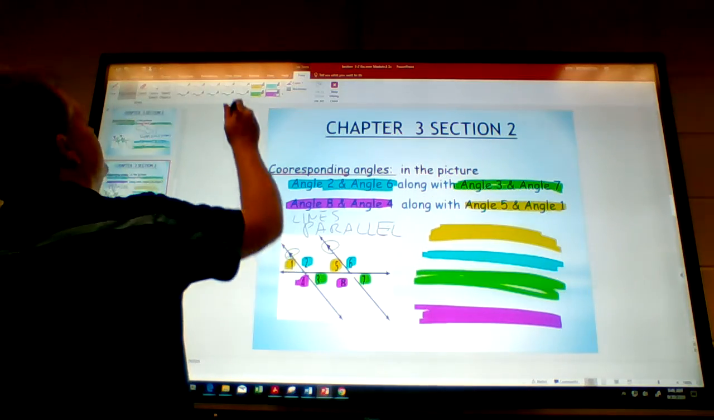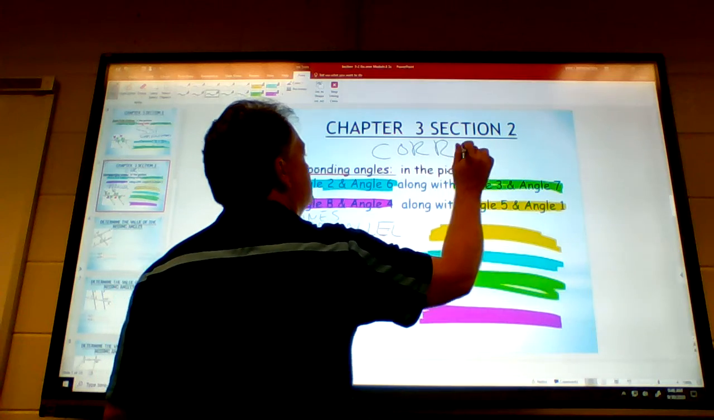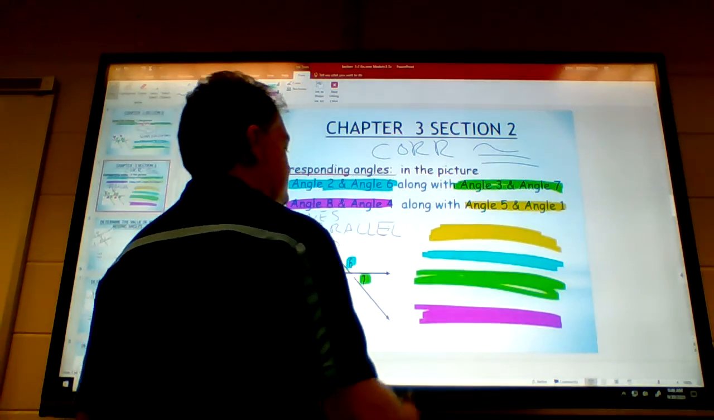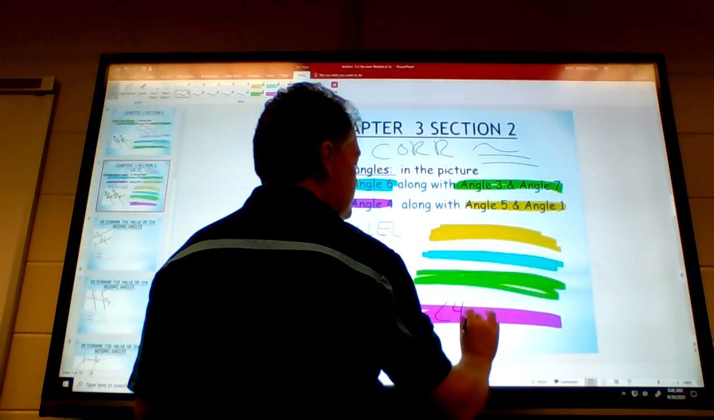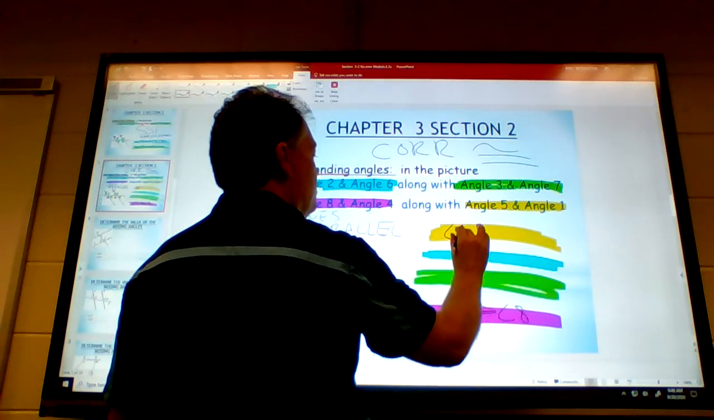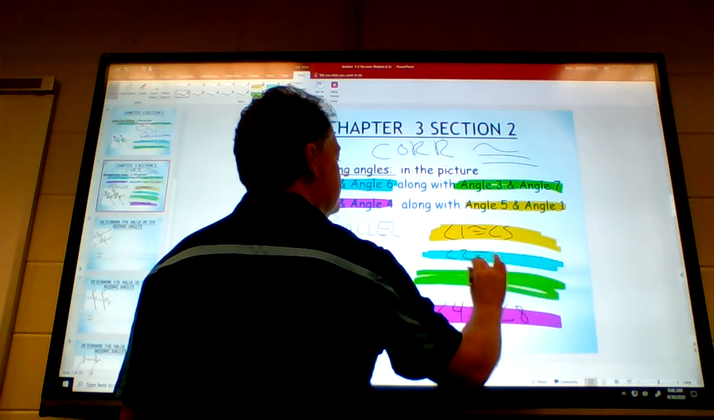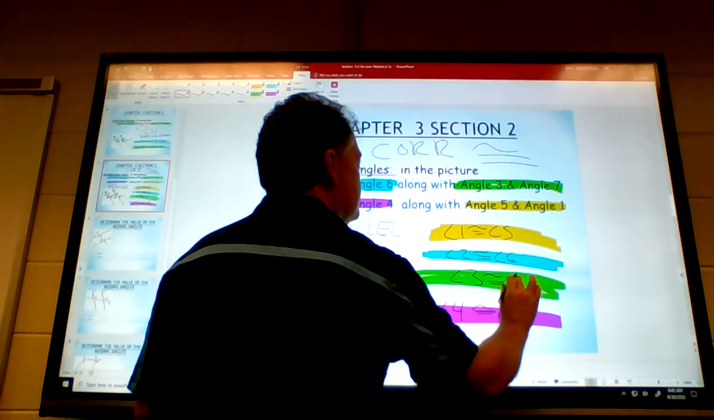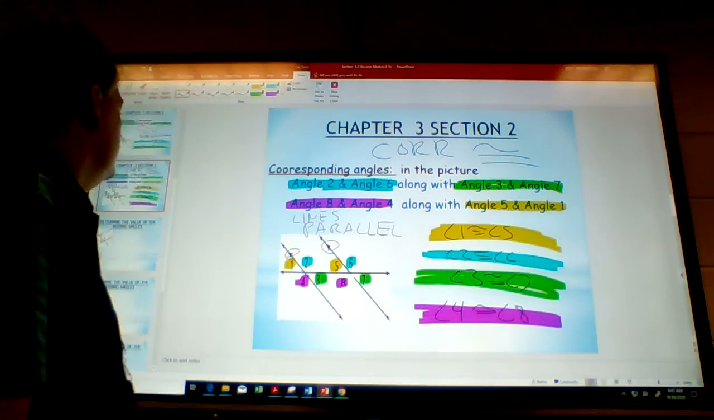So corresponding angles, I'm going to write those, corresponding angles are congruent. So that means, and I'll write these on here, angle 4 is congruent to angle 8. Angle 1 is congruent to angle 5. Angle 2 is congruent to angle 6. And angle 3 is congruent to angle 7. Just like you see there. All right.